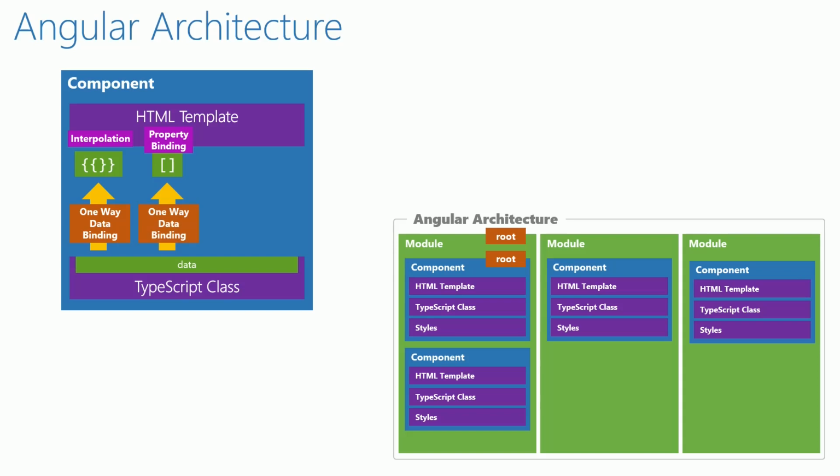In the previous video, we also learnt about the difference between interpolation and property binding. We also learnt that property binding modifies the property of the HTML DOM element. With this, we are concluding our learning related to property binding. From the next video onwards, we will learn event binding.